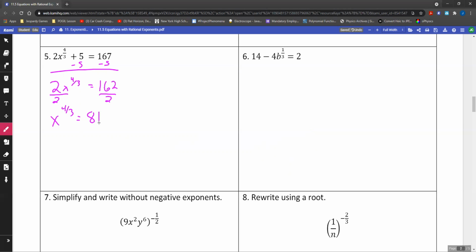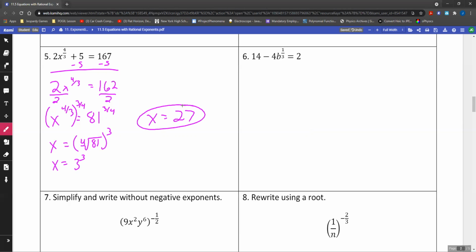From here, what I can do is raise both sides to the 3/4. This can be rewritten like this. The 4th root of 81 is going to be 3. And 3 cubed, as we know, is 27. All right. Let's see, for this next one.